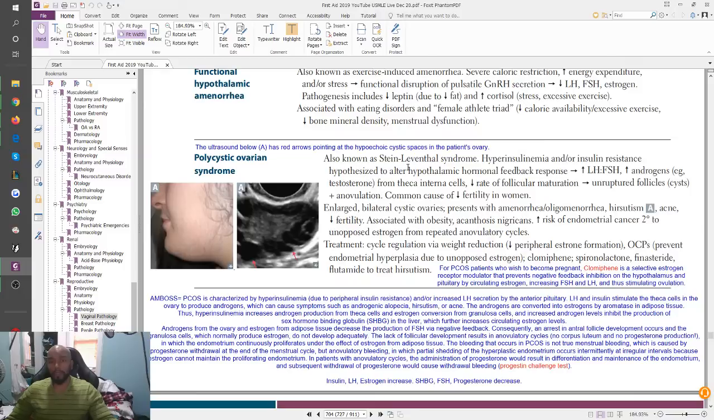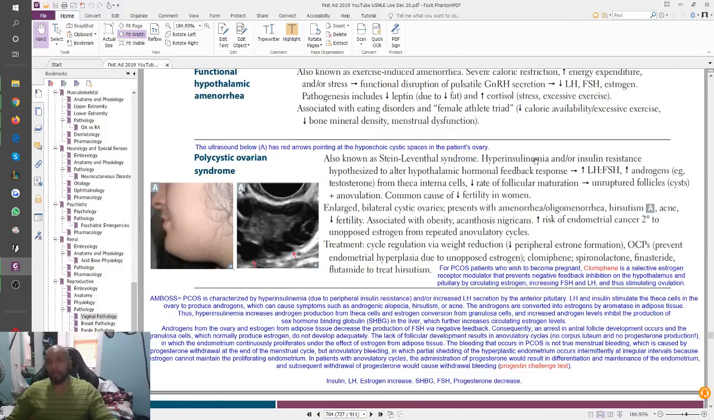PCOS is also known as Stein-Leventhal syndrome, which I've never seen as an answer choice, but I would leave it to NBME to put this as an answer choice rather than PCOS, just to throw you off. Hyperinsulinemia or insulin resistance is hypothesized to alter hypothalamic hormonal feedback response. Right, so obviously this is definitely going to be related to obesity.